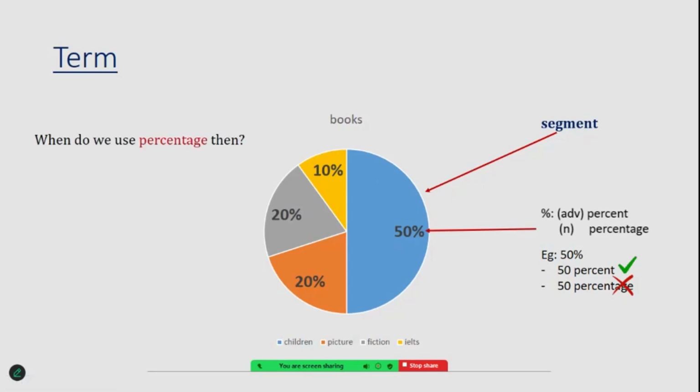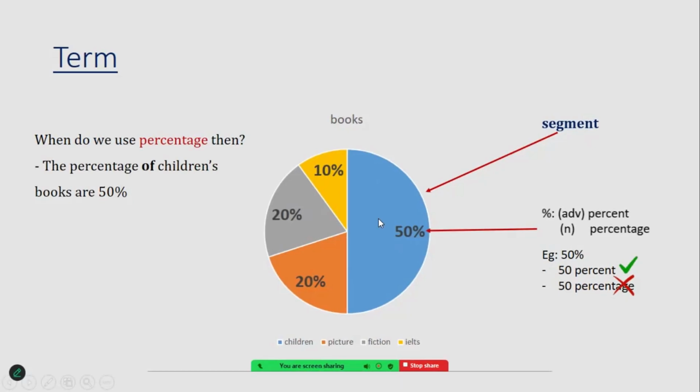So when do we use percentage? Percentage will be used when we talk about the segment here, like the percentage of children's books is 50%.